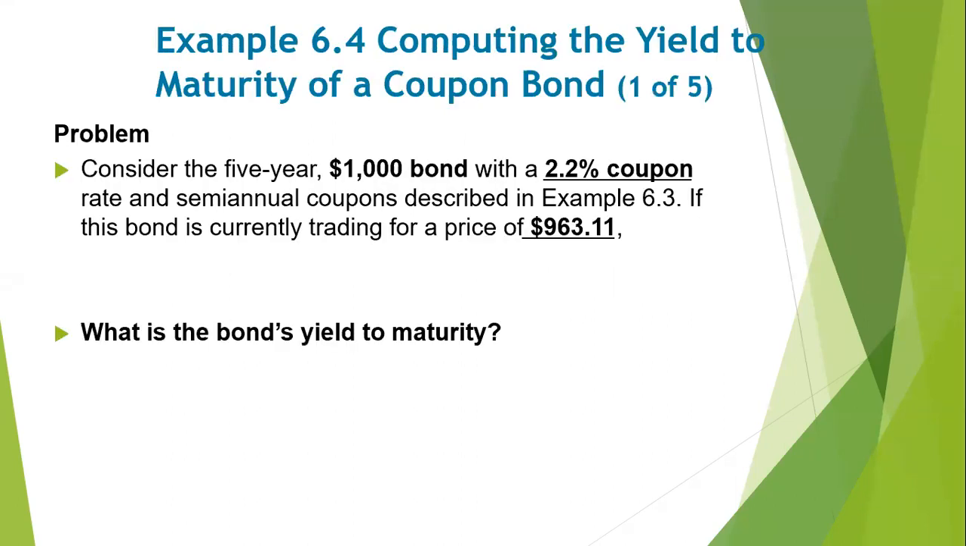And here we have a problem. Consider the 5-year $1,000 bond with a 2.2% coupon rate and semi-annual coupons described in example 6.3. If this bond is currently trading for a price of $963.11, what is the bond's yield to maturity?